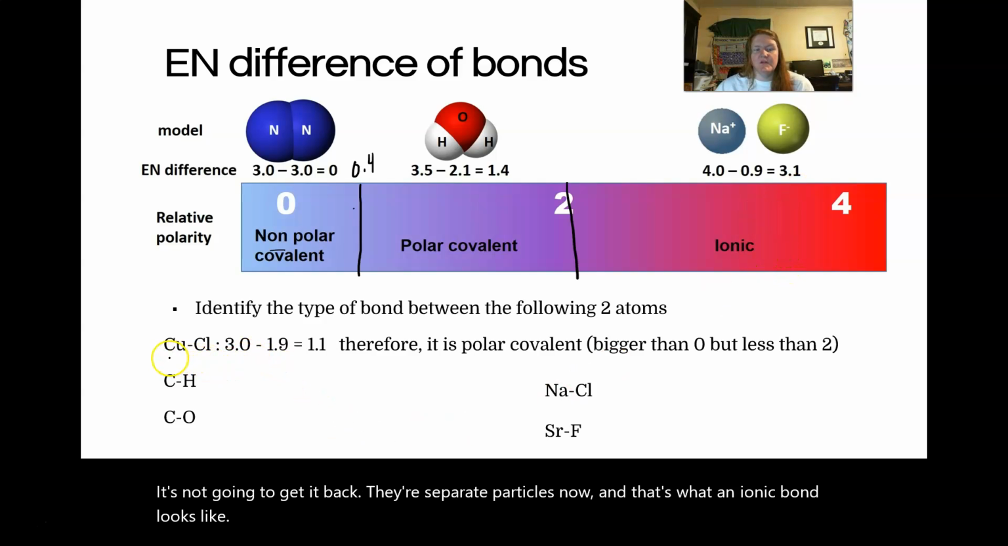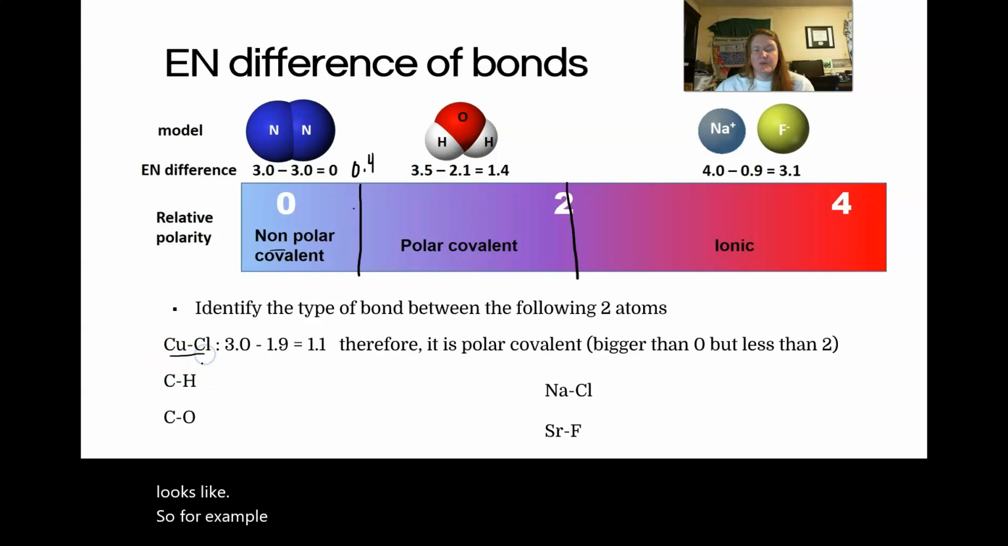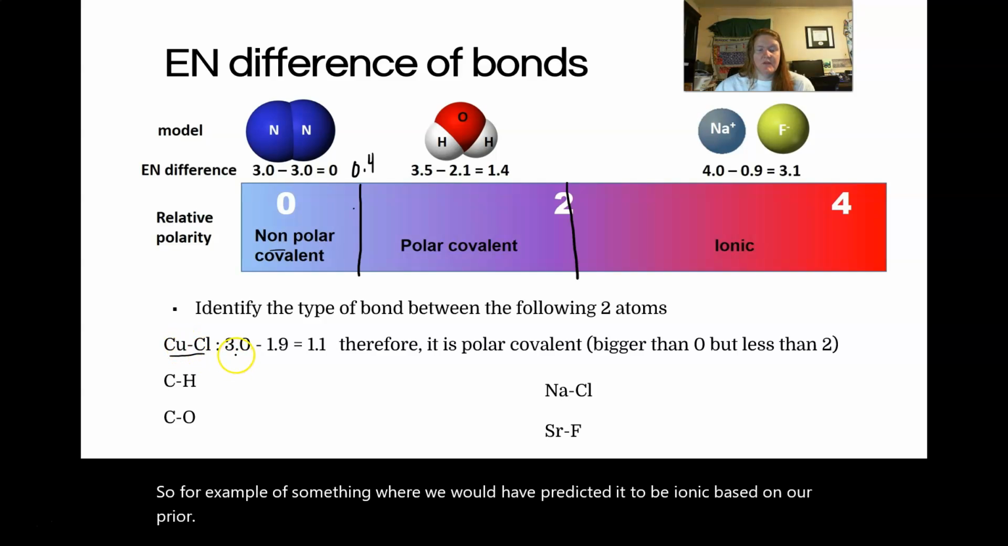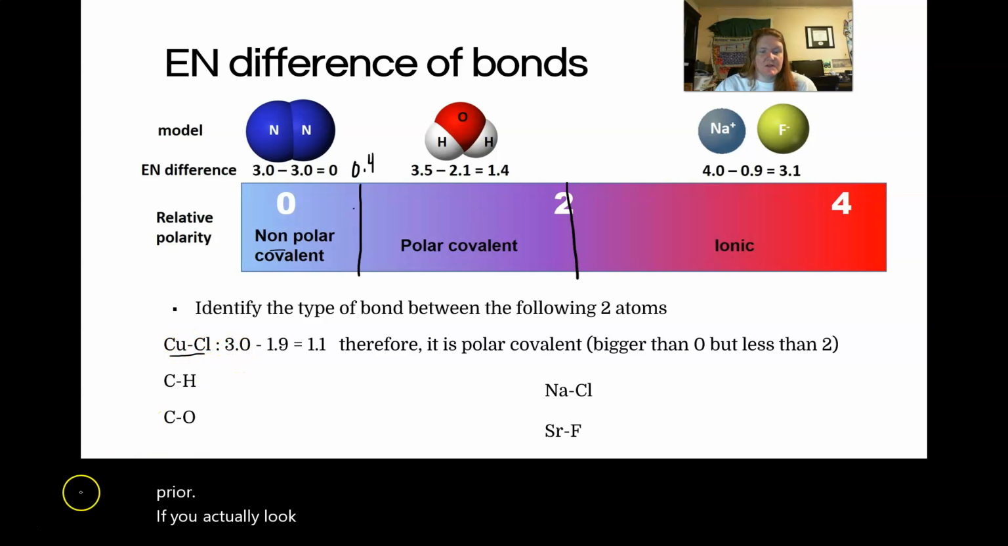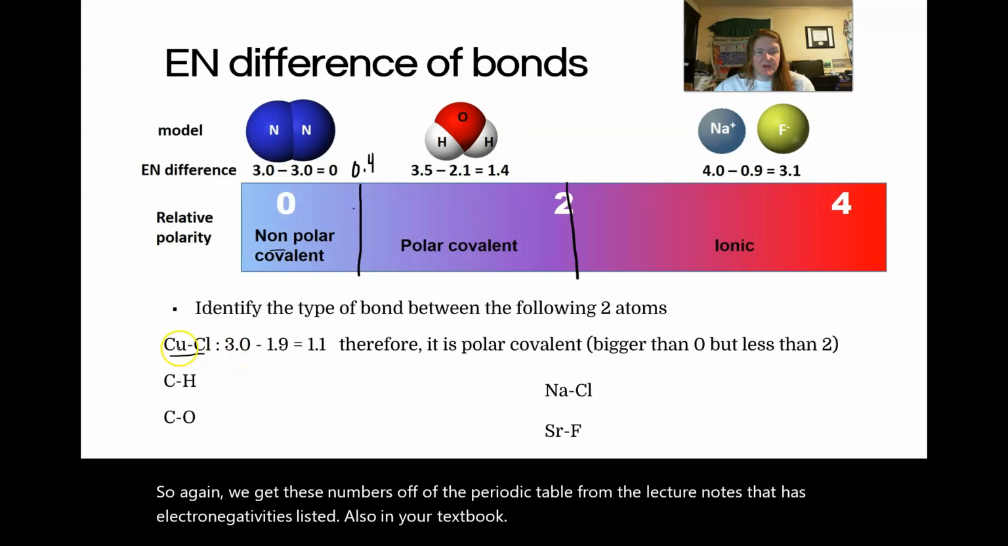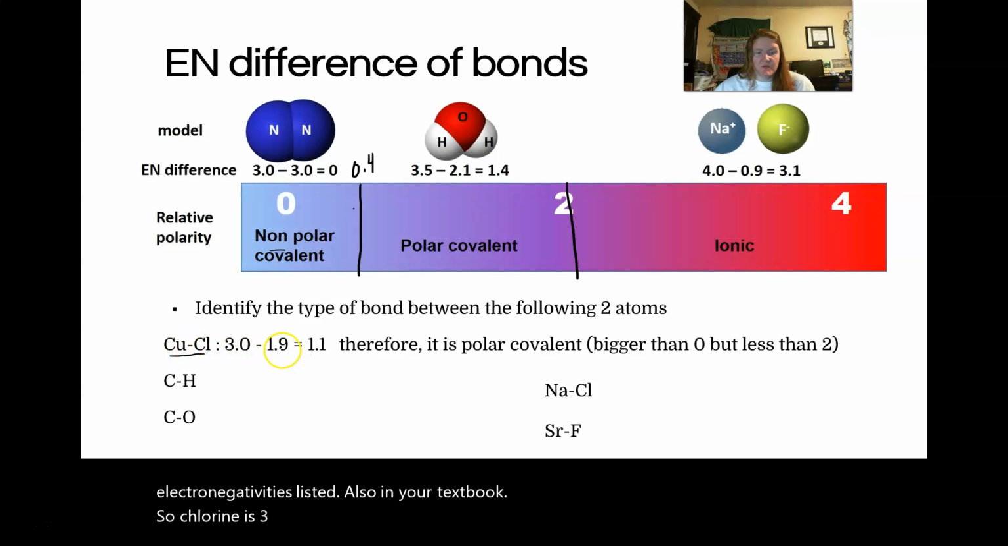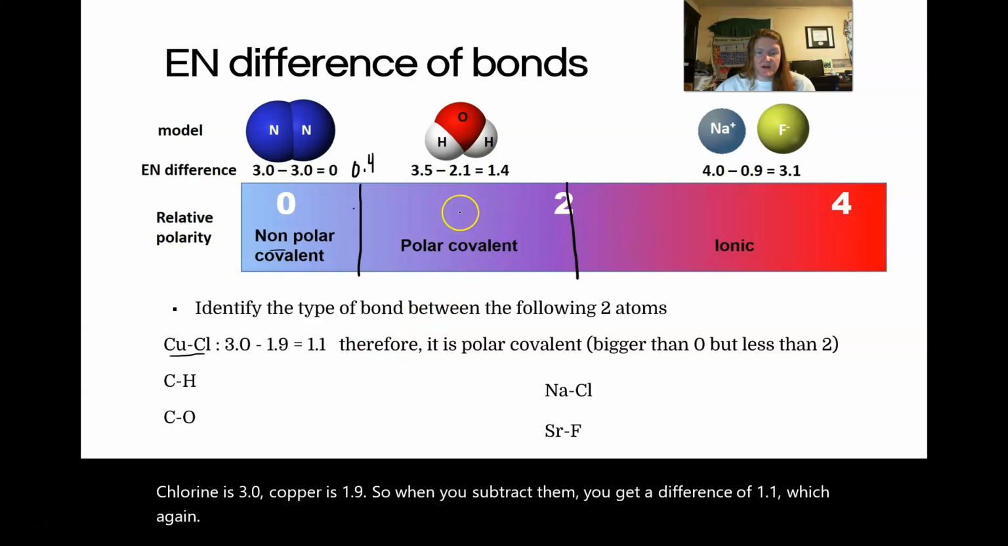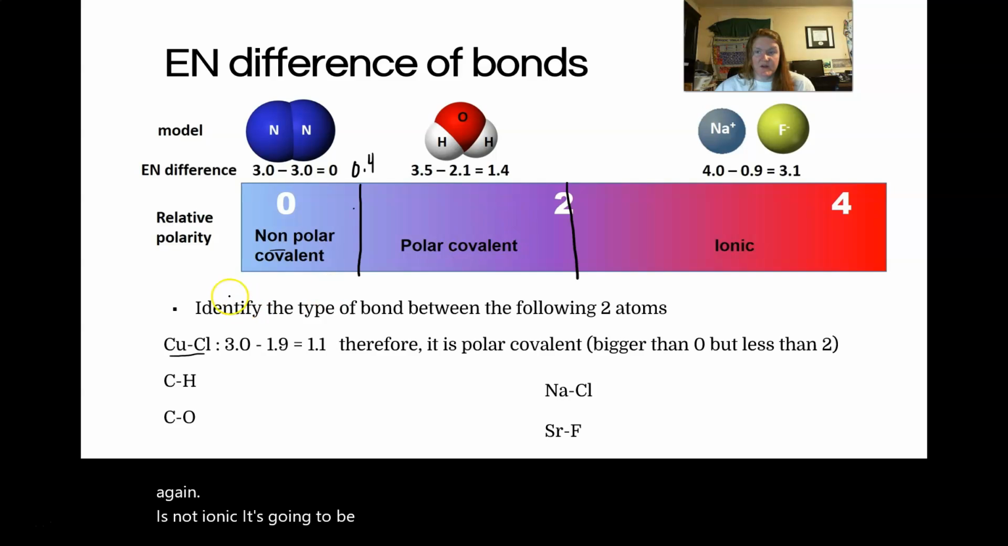So for example of something where we would have predicted it to be ionic based on our prior learning, if you actually look at the numbers, it is not an ionic bond. Again, we get these numbers off of the periodic table from the lecture notes that has electronegativities listed, also in your textbook. So chlorine is 3.0, copper is 1.9, so when you subtract them, you get a difference of 1.1, which again is not ionic. It's going to be a polar covalent bond. And the chemistry of copper agrees with this.